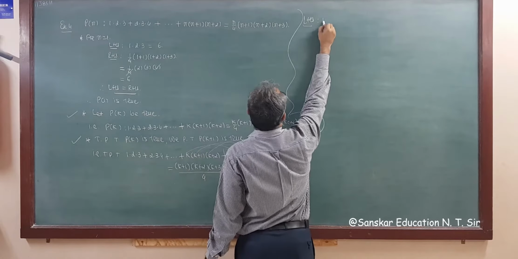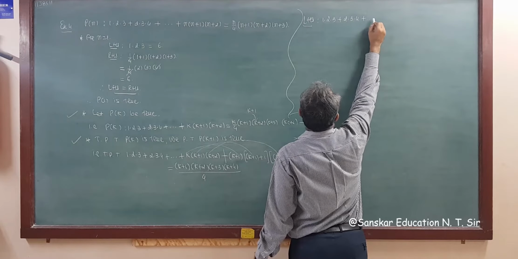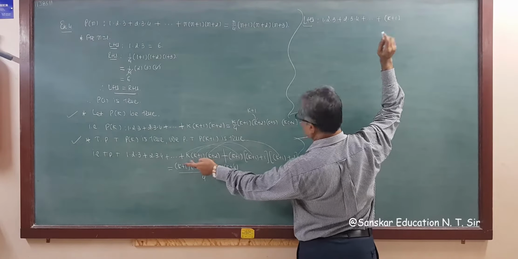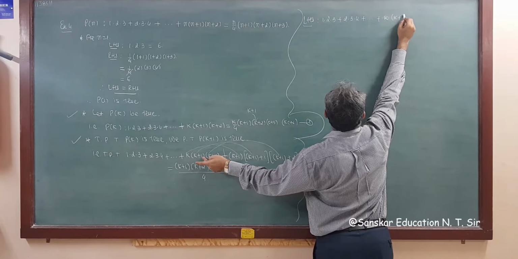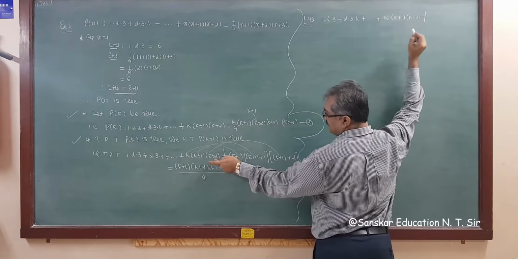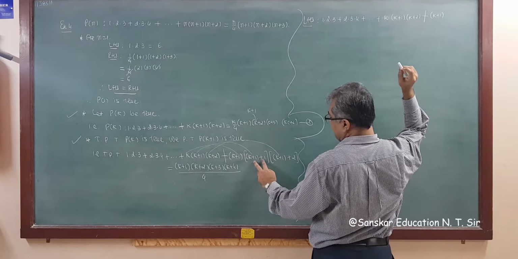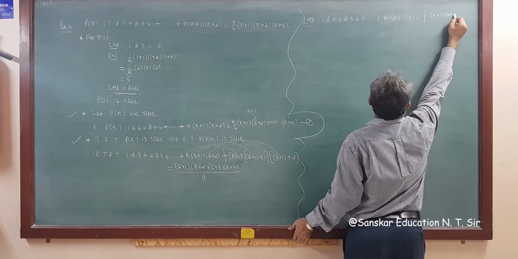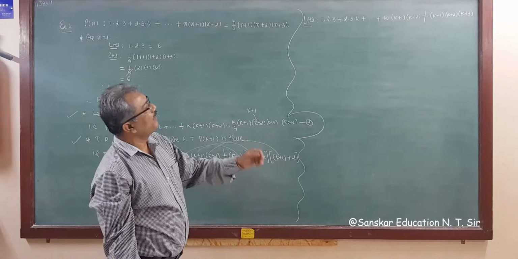So left hand side is 1 into 2 into 3 plus 2 into 3 into 4 plus dash dash dash plus k into k plus 1, then k plus 2. Right? Then plus the last term: this is k plus 1, this is k plus 2 and this is k plus 3. Got it?